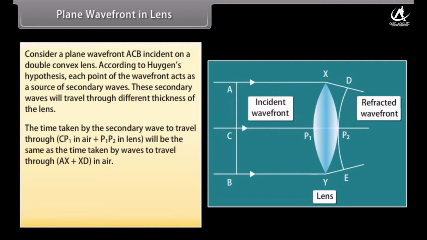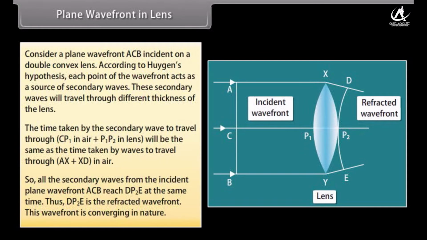The time taken by the secondary wave to travel through CP1 in air plus P1P2 in the lens will be the same as the time taken by waves to travel through AX plus XD in air. So, all the secondary waves from the incident plane wavefront ACB reach D P2 E at the same time. Thus, D P2 E is the refracted wavefront. This wavefront is converging in nature.